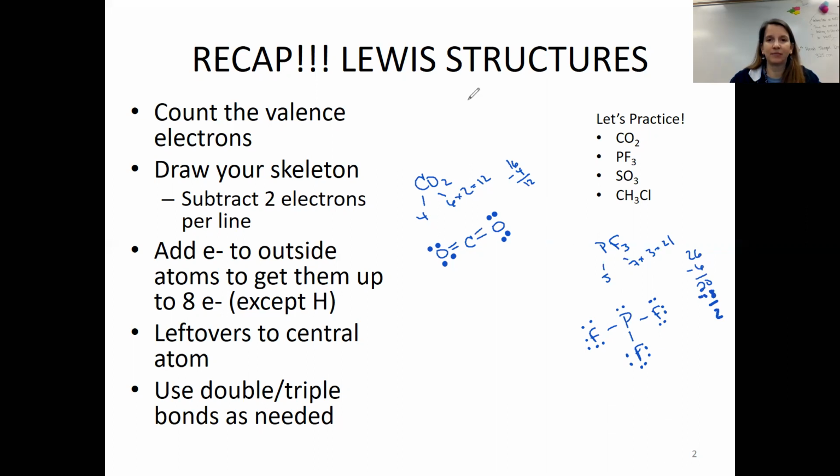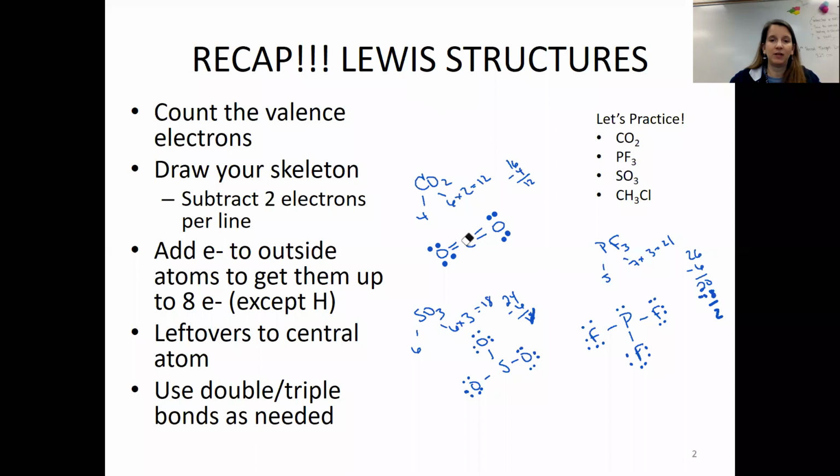And everything is happy. If we take a look at the SO3, S has 6 valence electrons, O has 6 times 3, it's 18, so we have 24 total electrons. We're going to put S in the middle, connect everything to it with a line, and that means that we've used 6 electrons. We have 18 left. So remember, we're going to put them on the outsides first. We put 6 dots on everything here to get those up to 8. We've just used 18 electrons. We have no more electrons left, so we cannot put dots on the S.